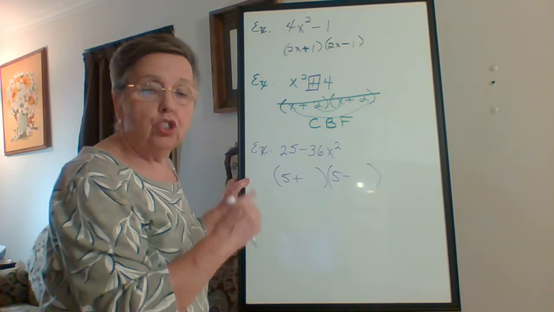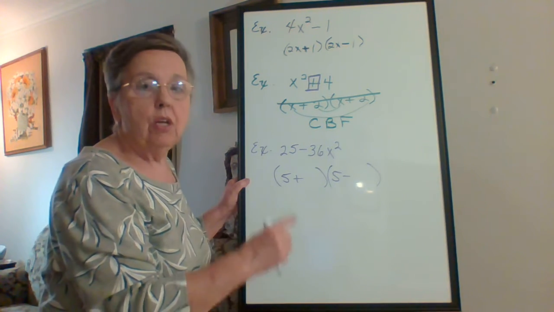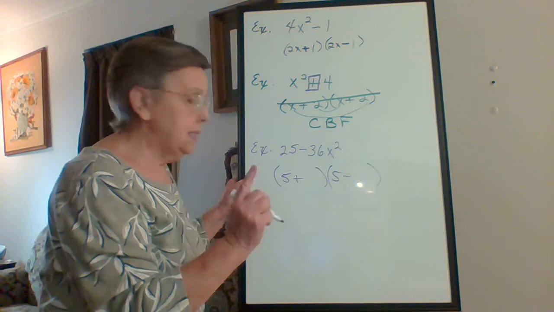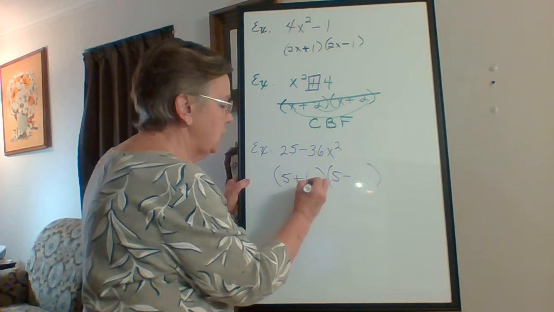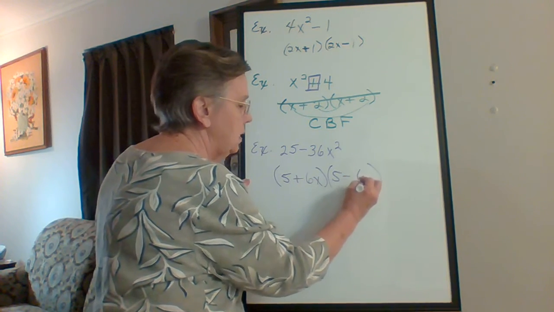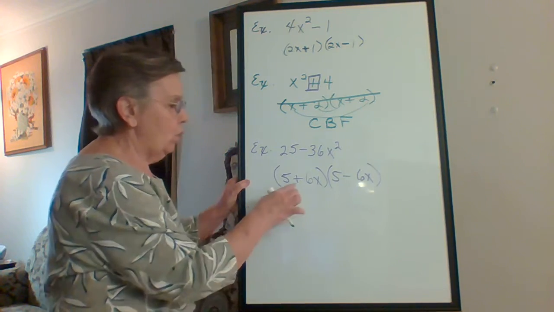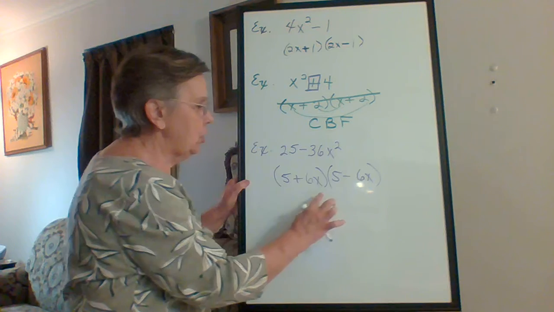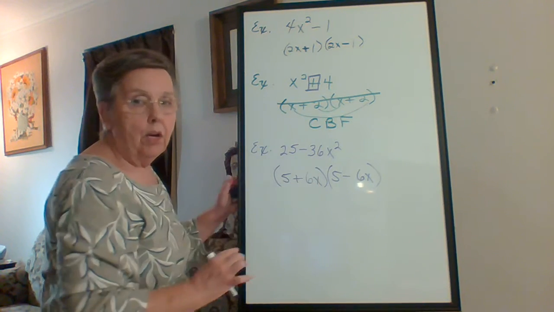But remember, it's two squares. So I have to choose the one that has the same numbers, and that is 6 and 6. So 6x and 6x. One's plus, one's minus. Minus 30 plus 30 gives me no middle term.